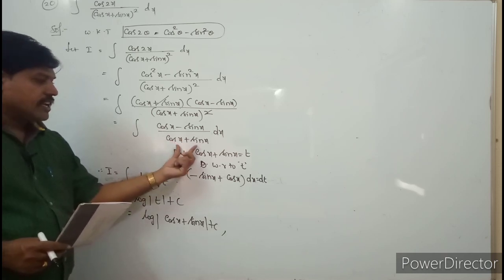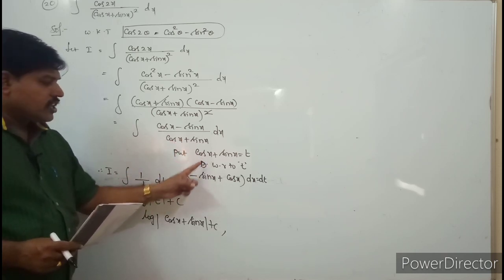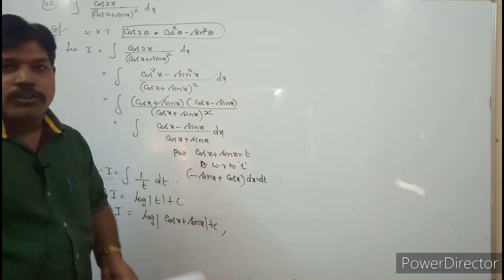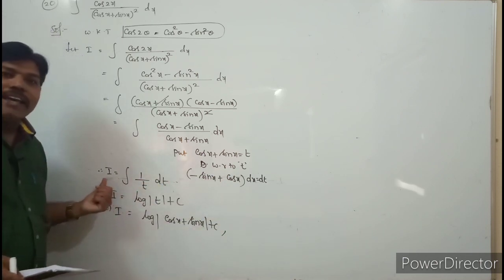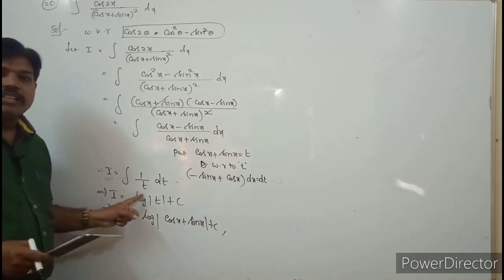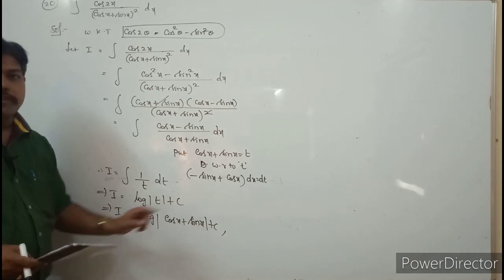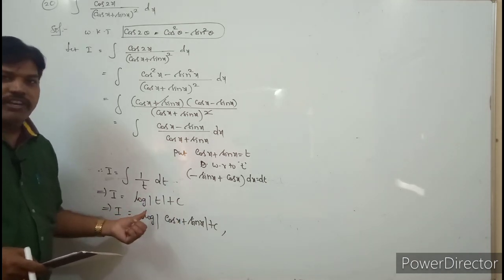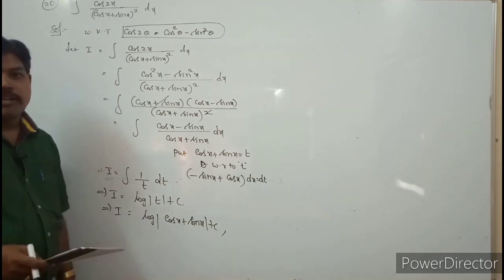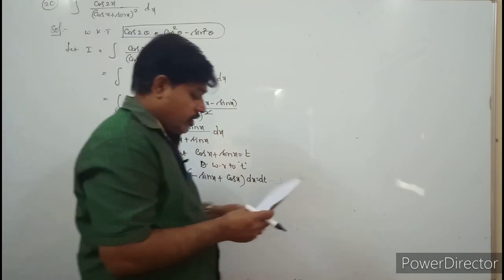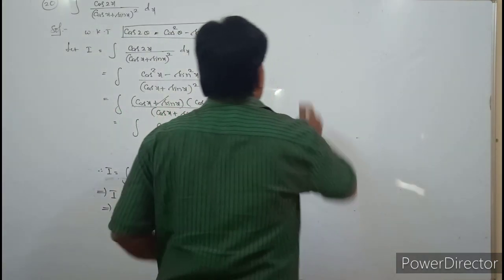So take this cos x plus sin x as t. The derivative gives cos x minus sin x into dx is equal to dt. Substitute the value here: I is equal to integral of 1 by t into dt. Integral of 1 by t is nothing but log mod t plus c. What is the t value? It is cos x plus sin x, plus c. All are understood, students? See the next question. Question number 21.